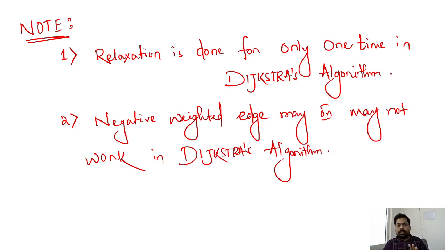So the note you should remember: relaxation will be done for one time, and a negative weighted edge may or may not work in Dijkstra's algorithm. I think it is clearly understood by you.